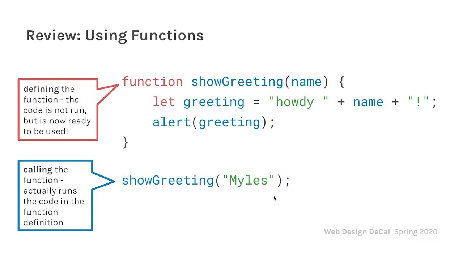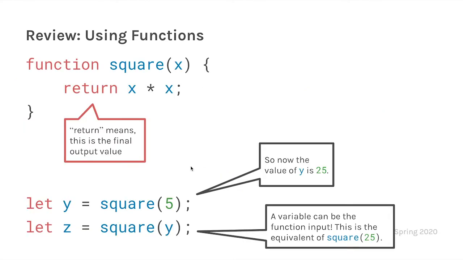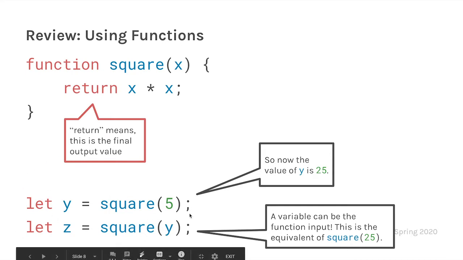Calling the function is when you have the name of the function, then parentheses with the parameter you want, and closing parentheses. And this is when the alert would actually pop up. Again, we have this first part, which is defining the function, and this second part is calling the function. And usually when we call a function that returns a value, like outputs a final value, then we want to store it in a variable.